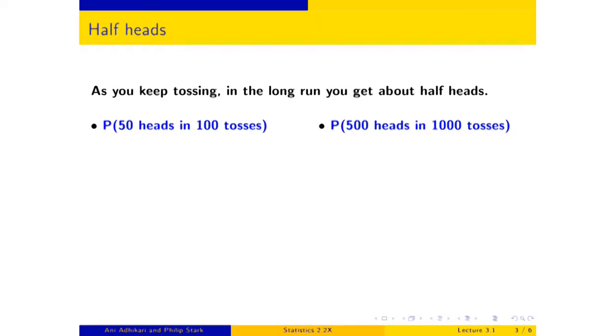We have a formula. The chance of a certain number of heads in a certain number of tosses, that's what the binomial formula does. In this case, the number of trials is 100. Success is getting a head, so the chance of heads is a half. And you want 50 successes. So: number of trials, choose number of successes, times probability of success to the power number of successes, times probability of failure to the power number of failures. And the same thing here.